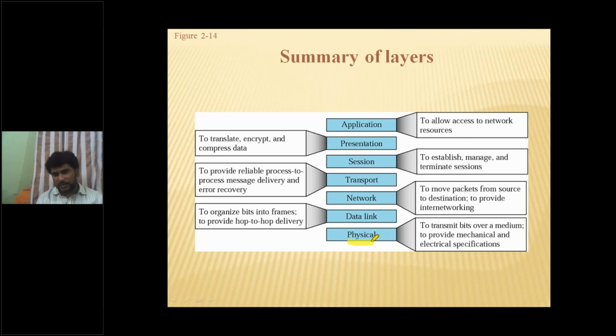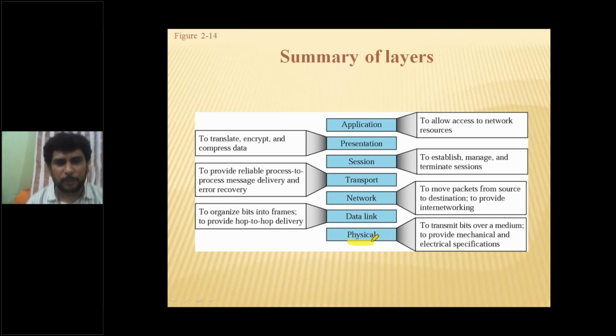Right. The session layer is used to establish, manage, and terminate sessions, and it is responsible for dialog control and synchronization. The presentation layer is concerned with encryption, encoding, and compression of data. At the receiver end, it is going to perform decoding, decryption, and decompression of data. And finally, the application layer allows access to network resources.